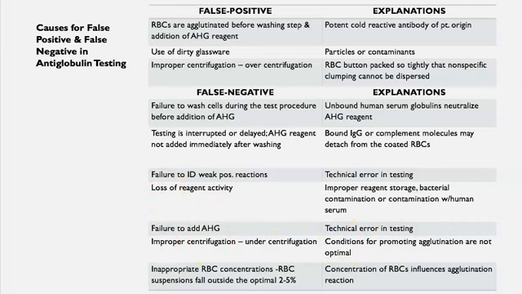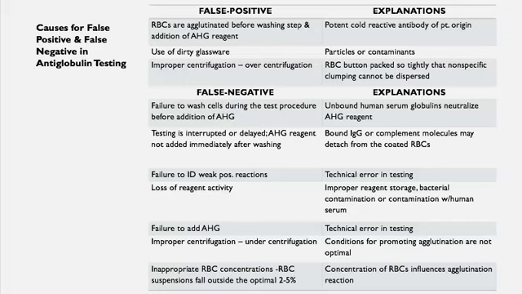Failure to add the AHG. So that kind of goes back to up here. Improper centrifugation. So under centrifugation will give us a false negative. And it's just the opposite of what I said for over centrifugation. It's not pushing the cells together as much as it should. So we're not getting the conditions that are optimal to promote agglutination.